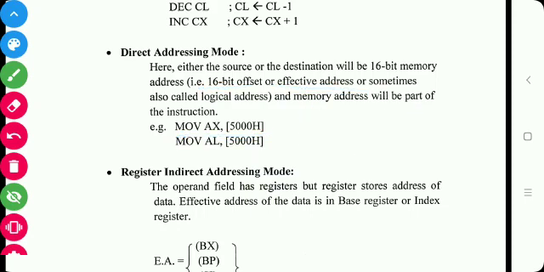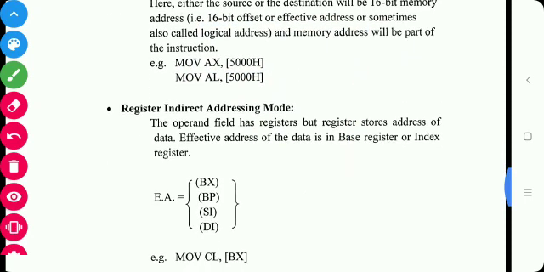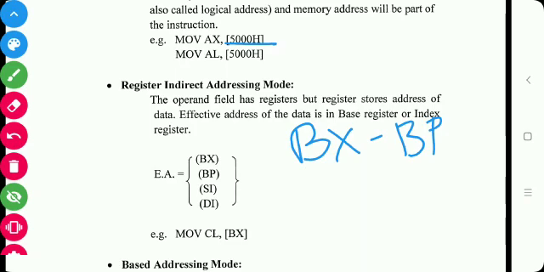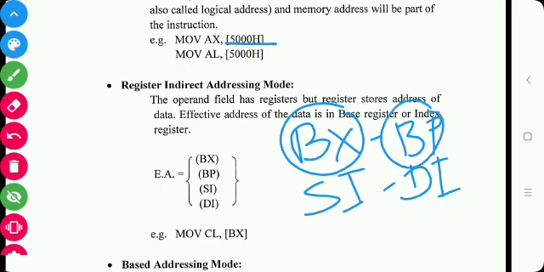Next is register indirect addressing mode. So here, instead of specifying the address in the instruction, this address is stored in a register. The register used is a base register, it may be BX or BP, or an index register, so it may be SI or DI. Okay, so the address of the memory location is stored in the register. That is why it is called the register indirect addressing mode.